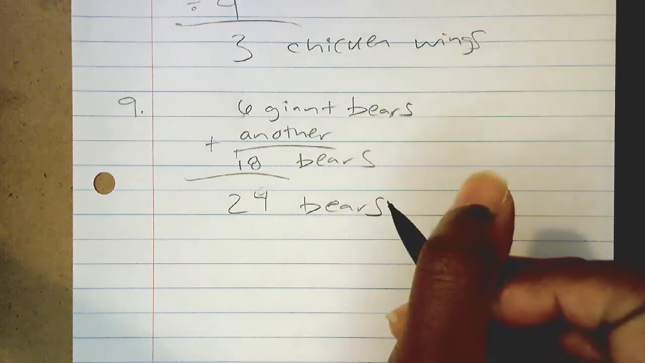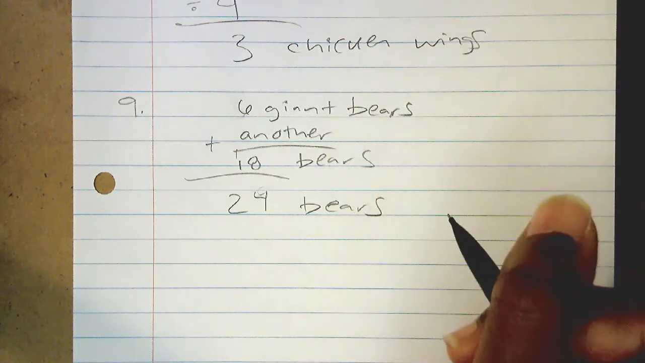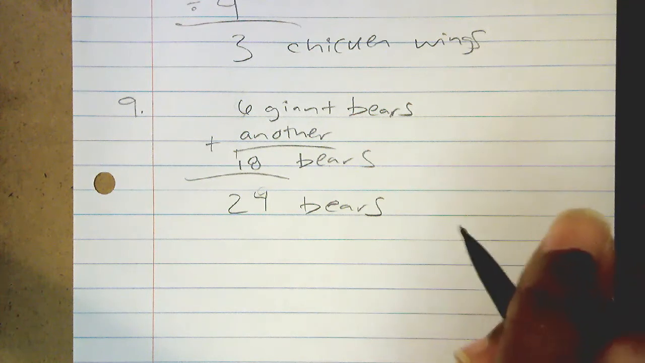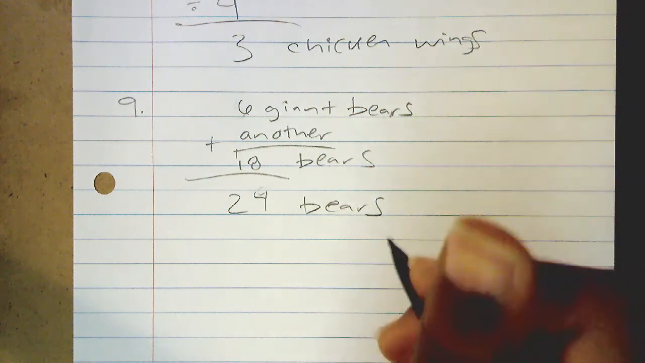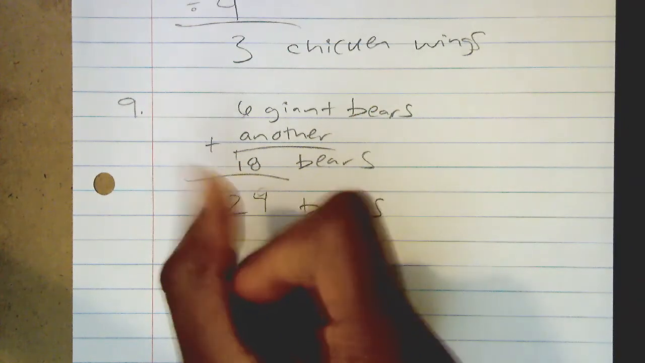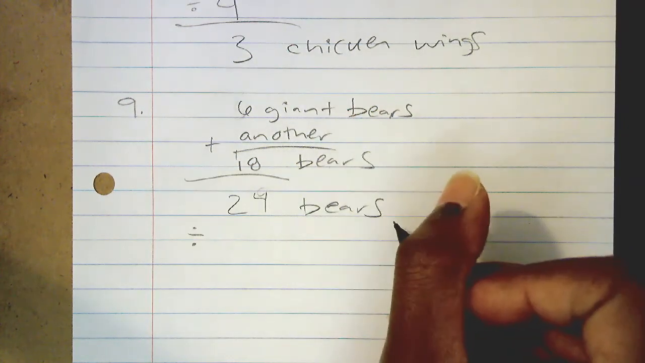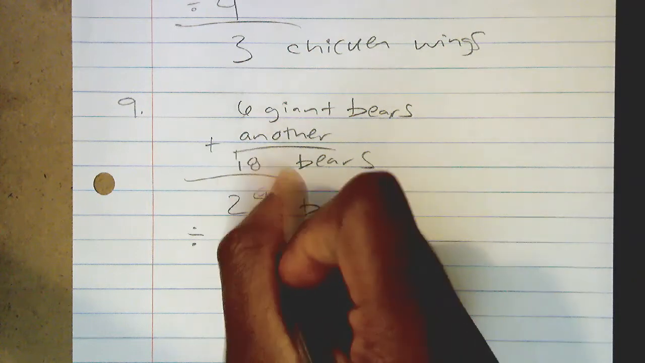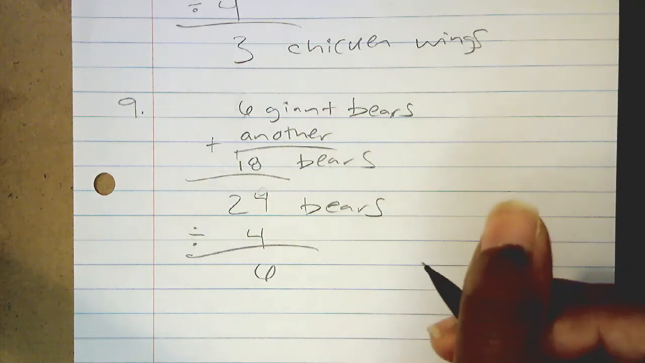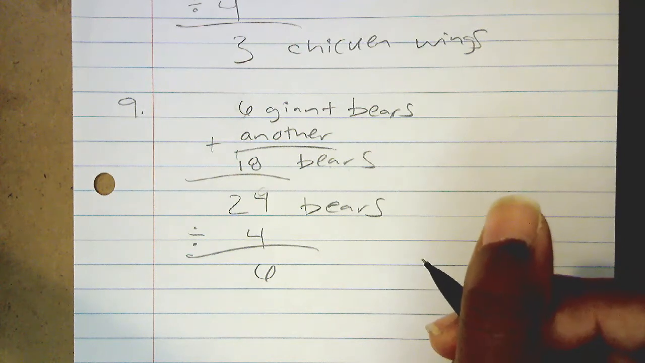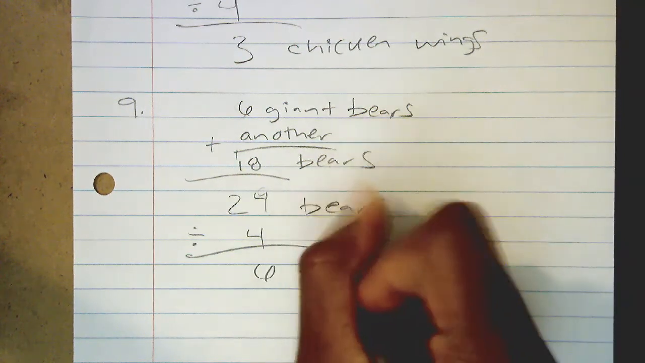Now when we go back into that word problem, it says they put the bears on the shelves with 4 on each shelf. So we are going to divide the 24 total bears onto 4 on each shelf. 24 divided by 4 equals 6. So our answer would be, if it's asking us how many shelves they used, 6 shelves.